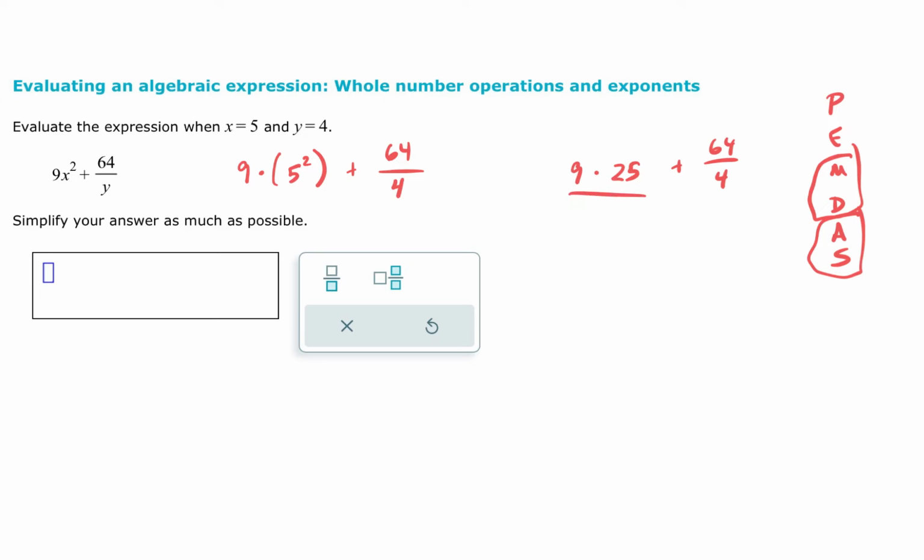So I'm going to do 9 times 25. If we multiply this out, we have 18 and 4 is 22, so 225. And then we're also going to do 64 divided by 4, which is 16. And now we can add all this up, 225 plus 16, and we have 241.